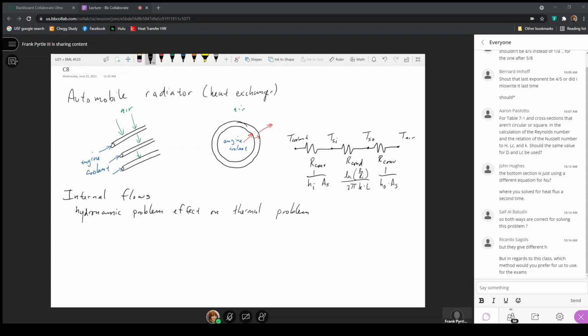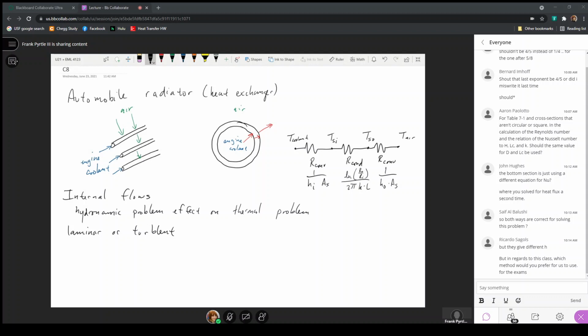So I'm going to refer to some of the figures that are presented in chapter 8 so that I don't have to just redraw them, but we'll talk about some of the physical problems associated with the internal flow problem. We can't ignore what's going on hydrodynamically. Now, what am I referring to when I say the hydrodynamic problem? Well, that refers to, is it laminar or turbulent?